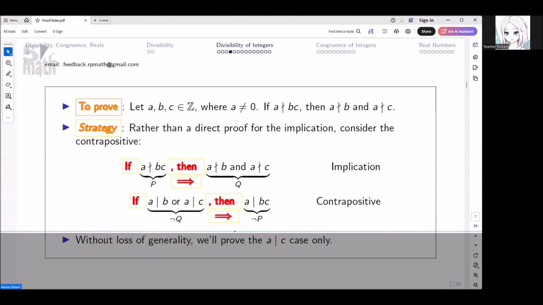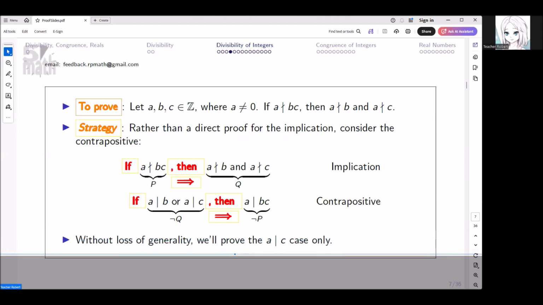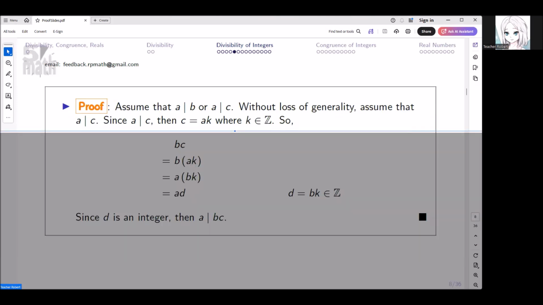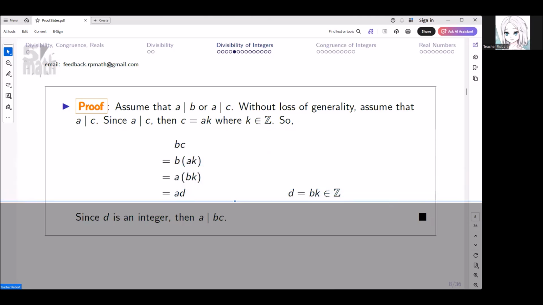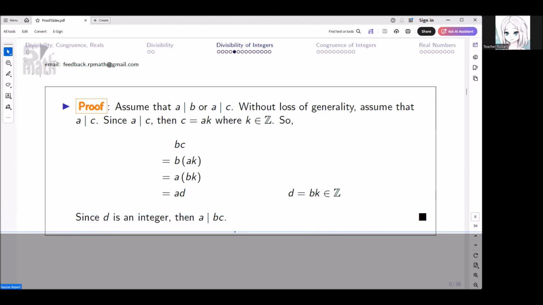Contrapositive. If a divides b or a divides c, then a divides bc. If not q, then not p. Without loss of generality, we'll prove the a divides c case only. Proof. Assume that a divides b or a divides c. Without loss of generality, assume that a divides c. Since a divides c, then c equals ak, where k is an element of the integers. So, we have the following. Since d is an integer, then a divides bc.